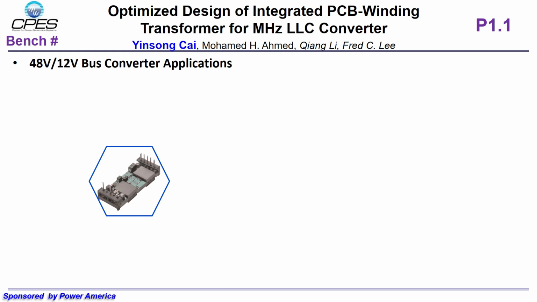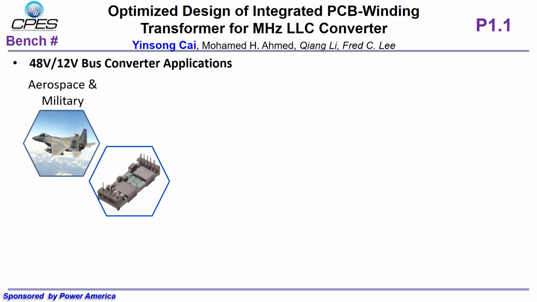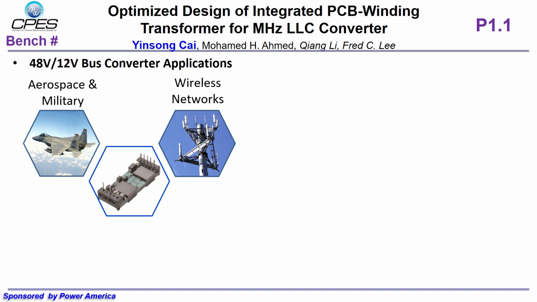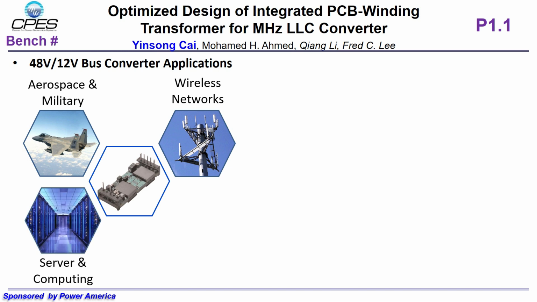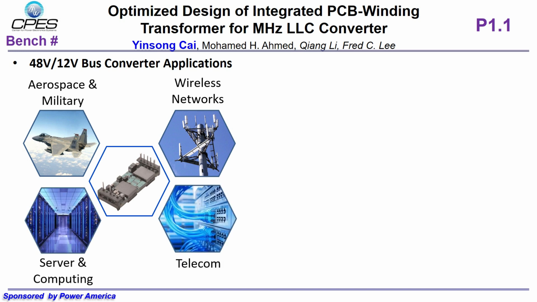I will give a presentation of my work on the transformer design for the 48 volt to 12 volt bus converter. 48 volt to 12 volt intermediate bus converters have wide applications. They are used in aerospace and military, wireless network, server and computing, and telecommunications.